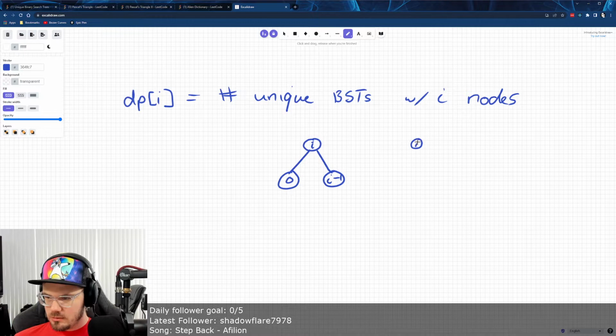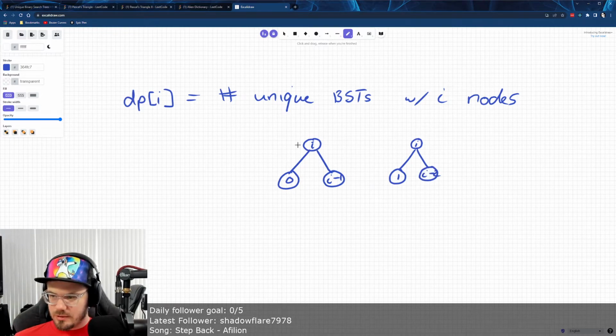Alternatively, the subtree on the left side could have 1 node, and the subtree on the right side would have to have I minus 2 nodes. And so the solution, the n² time solution, is just to iterate through all these possibilities. In my code, I called the number of nodes in the left subtree j. So go through all the possibilities of having j nodes in the left subtree, and then it ends up being I minus j minus 1 to get the number of nodes in the right subtree.